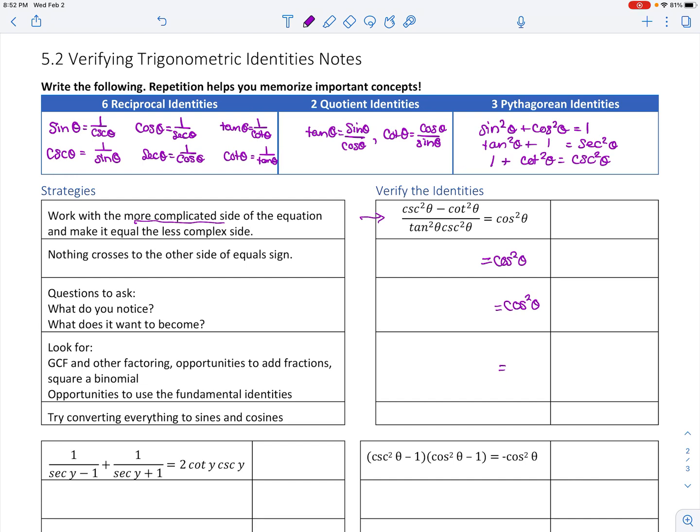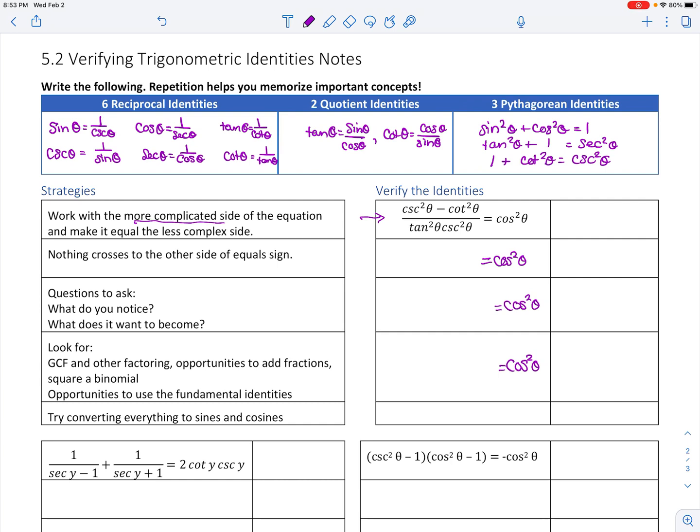So the left side has a whole bunch of squared things. If you notice that you have a lot of squared terms, then you might want to start by looking up above and saying, hey, can I use a Pythagorean identity, especially when there's a sum or difference in the squared terms. So we see cosecant squared theta minus cotangent squared theta. Well, that looks a lot like our third trig identity: 1 plus cotangent squared theta is equal to cosecant squared of theta.